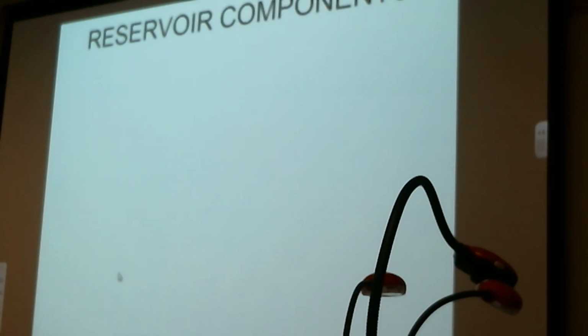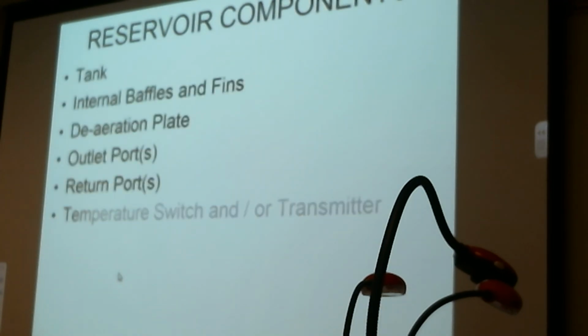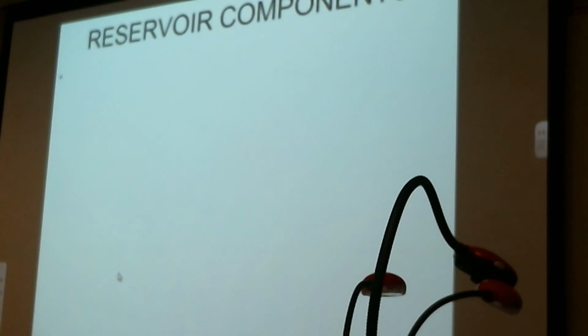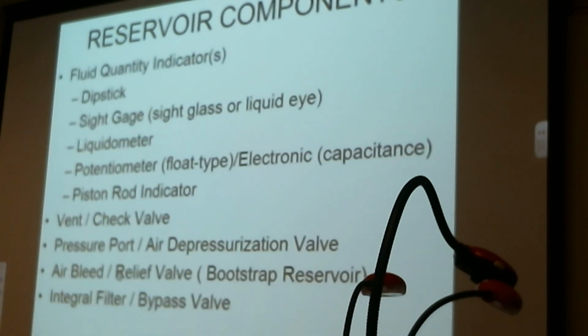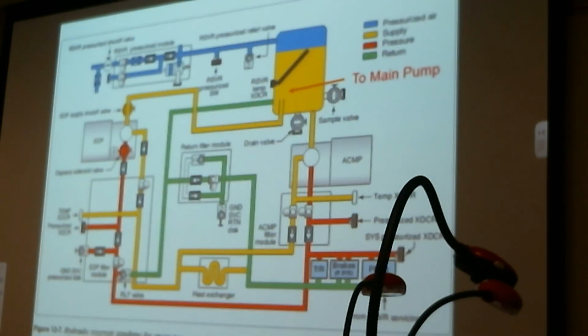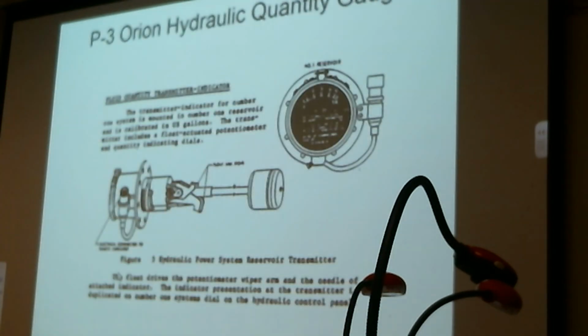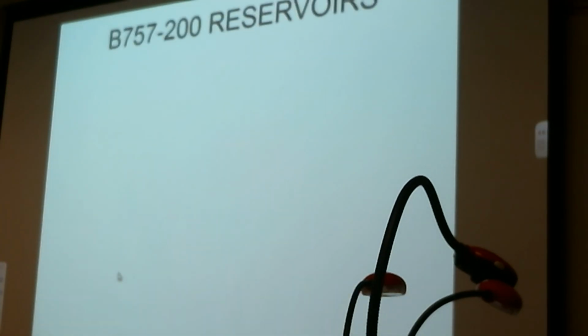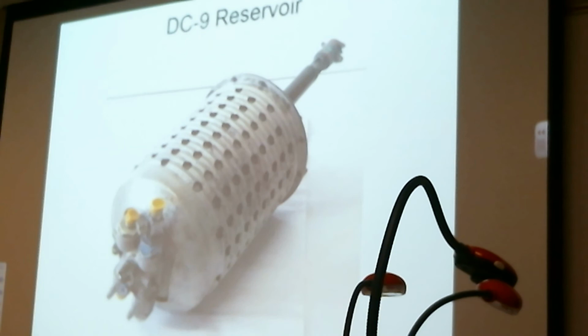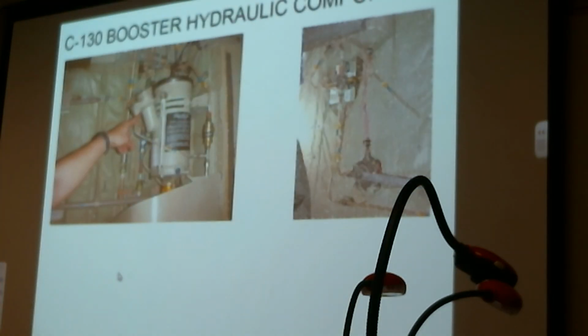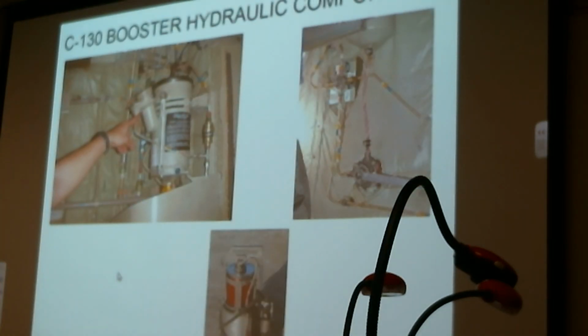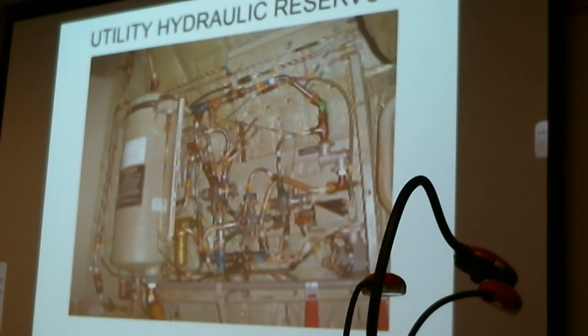Oh, there is one other way of kind of cheating to prevent cavitation. Let's jump ahead a little bit and take a look at the C-130, the Lockheed C-130. The reservoir is really a non-pressure. There's several reservoirs in the aircraft. They have a booster system, and they also have a utility system.